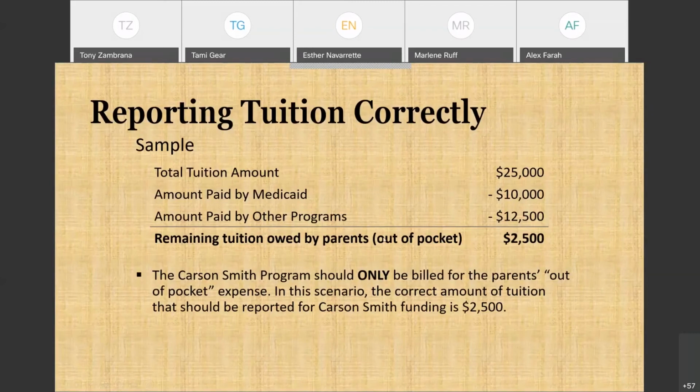So really the correct net tuition amount that needs to be reported to us is going to be $2,500. You'll notice right here I say out of pocket. That is the tuition amount that we need to know: how much the parents are paying out of pocket for this tuition. Once all the other supplementals have been calculated, and the parents in this example are paying $2,500 out of pocket, that is the correct tuition amount that we need to have reported. So the Carson Smith program should only be billed for the parents' out-of-pocket expenses. In this scenario, the correct amount of tuition is that $2,500. Any questions on that?